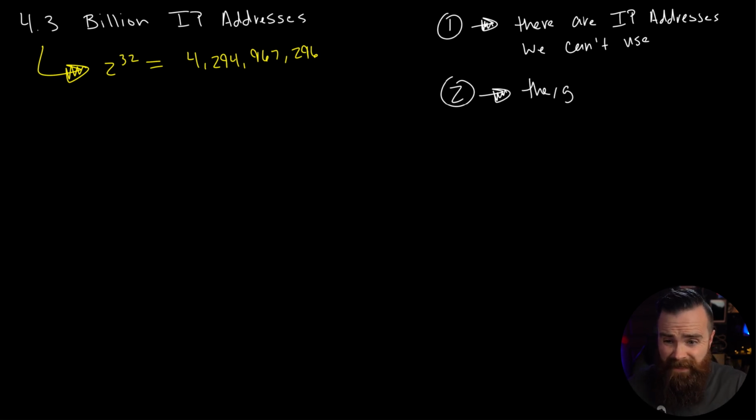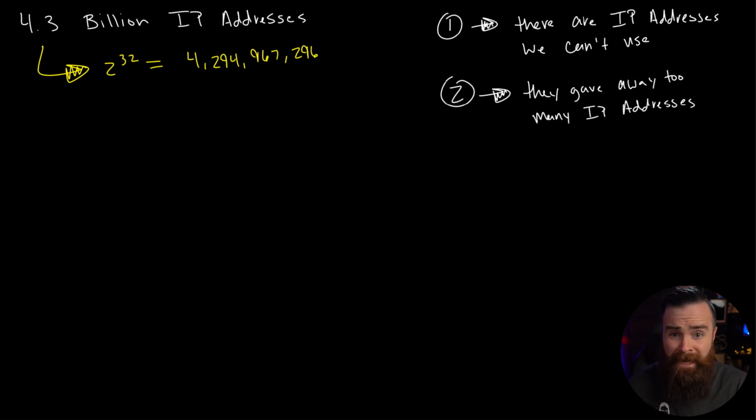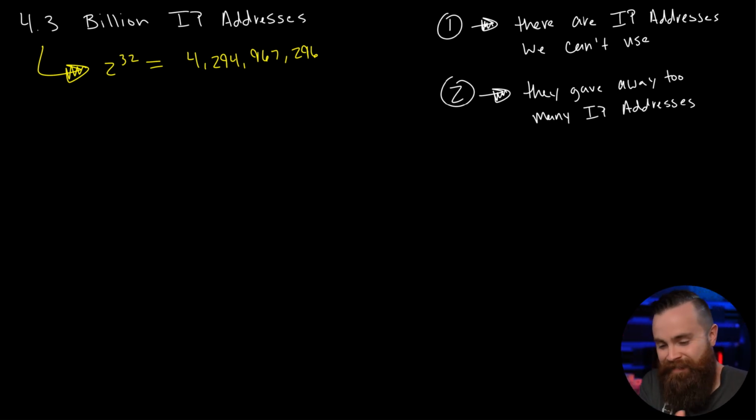And second, they set it up to where they gave away too many IP addresses. Because again, they didn't expect the internet to take off and so many devices to have IP addresses, so they gave big companies just, hey, why don't you take 16 million IP addresses? Just take them.